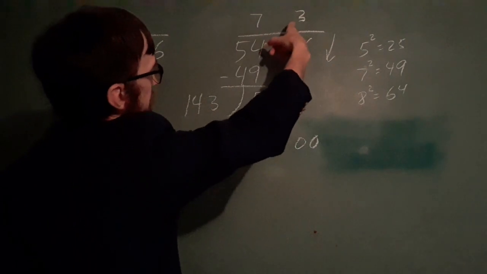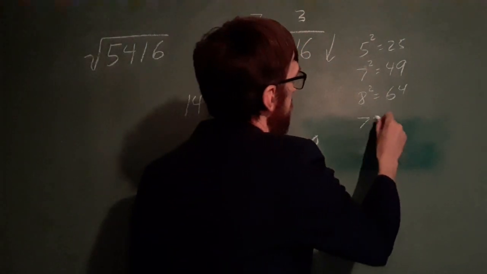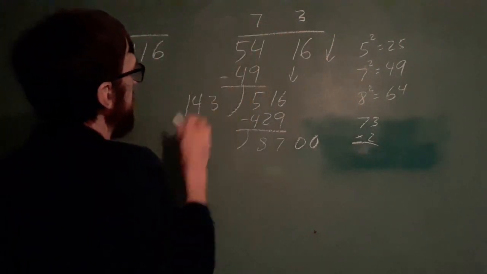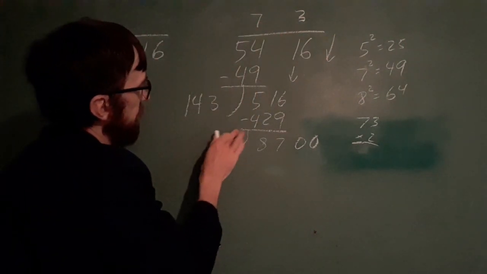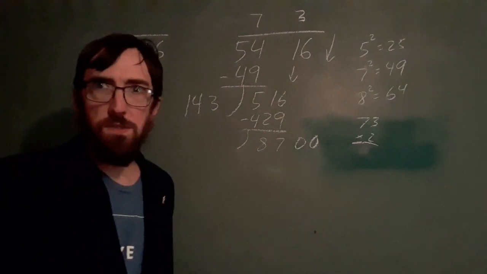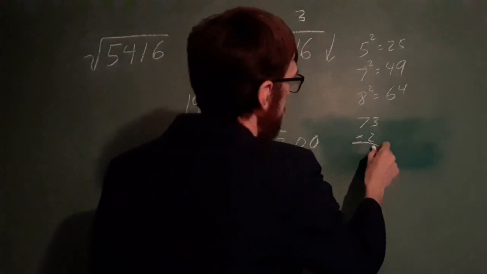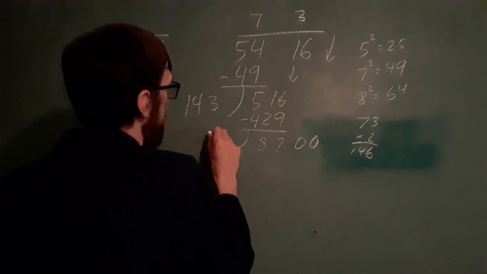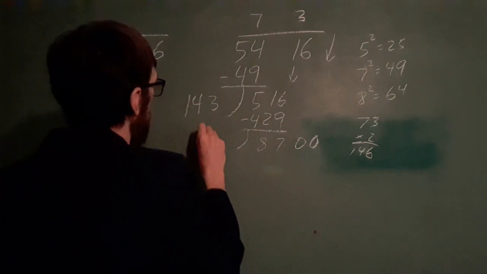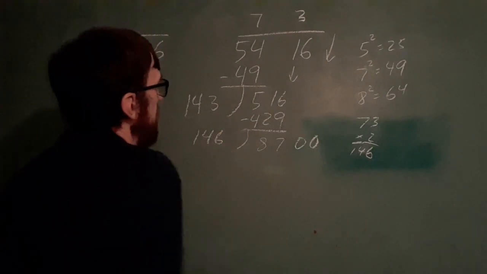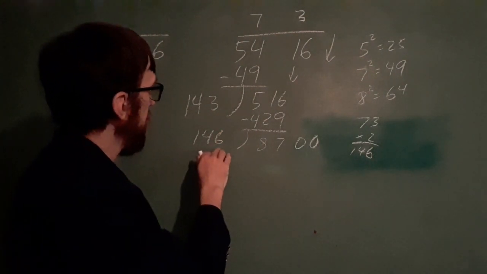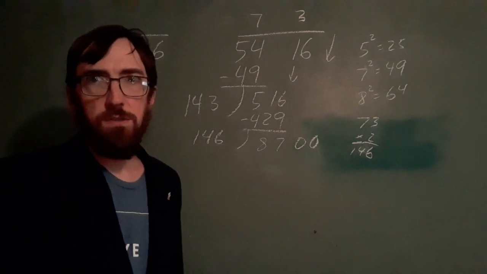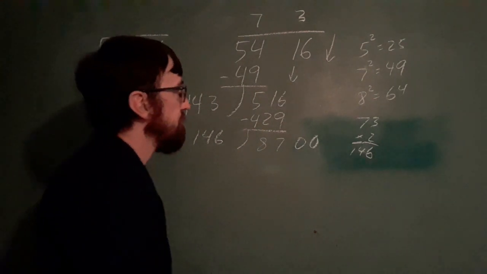I'm going to take this 73, and I'm multiplying it by 2, just like I multiplied the 7 by 2 here. And I'm going to, again, leave space here to fill in that 1 space. So I have 146 here, and I need to see how many times that's going to go into 870.